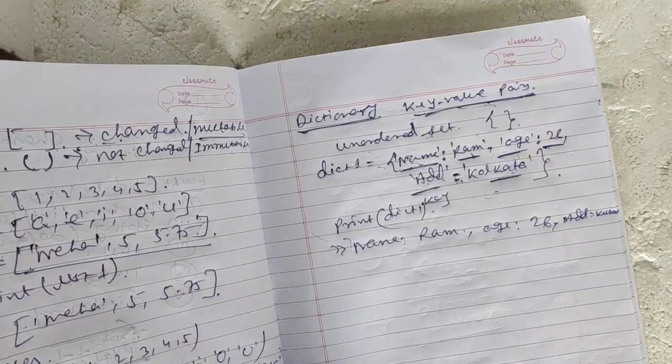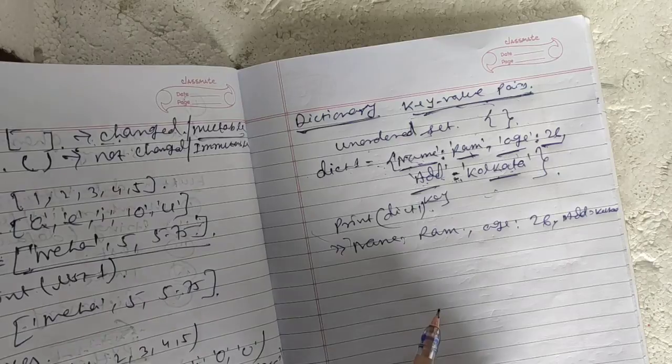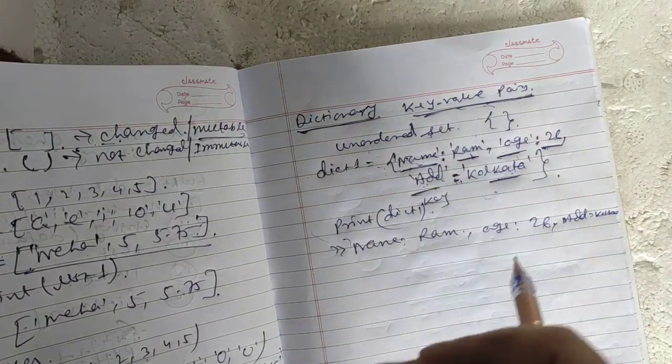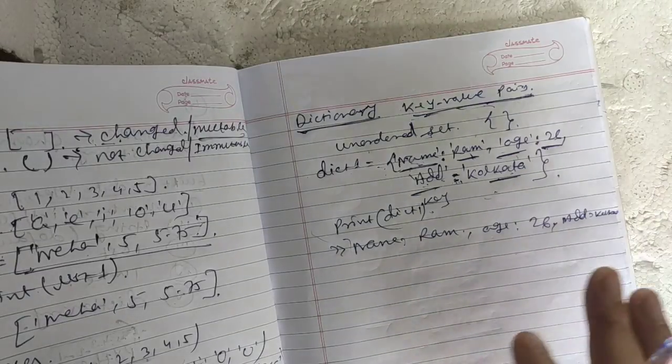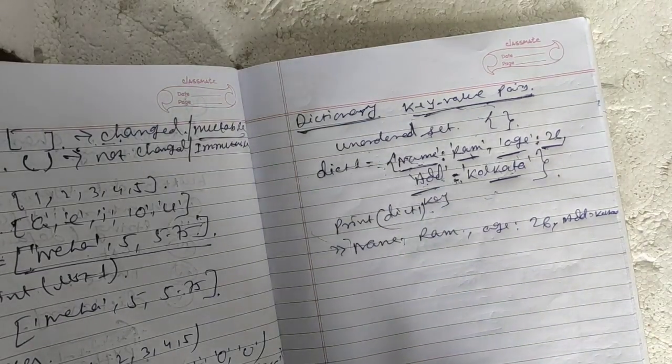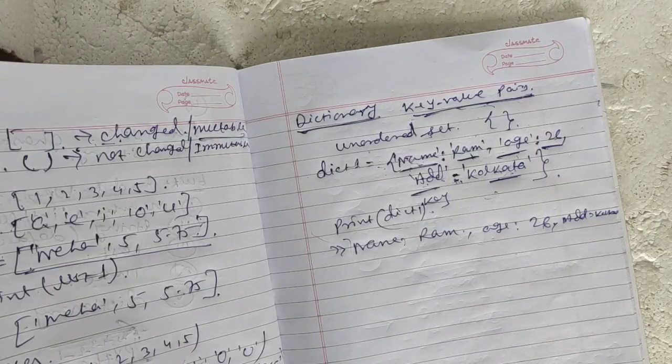So remember what are the mutable and what are the immutable data types. Which are immutable? Integers, floating point, boolean, string, tuples, all are immutable. And what is mutable? List, dictionary and set.